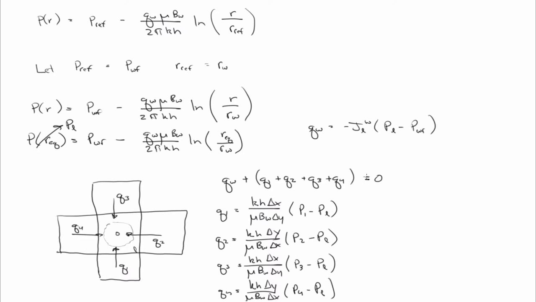So now here comes another assumption. The assumption is that all the grid blocks are square, that is delta x is equal to delta y. And in that event, if they're square, all these delta x and y's cancel, right? And then all of these essentially become the same, and I can plug them back into there. So then I have that equation.